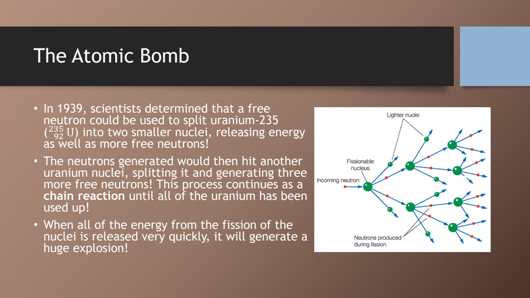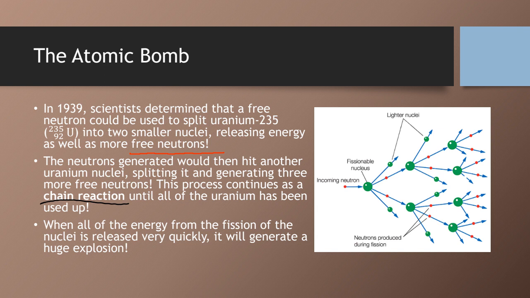So in 1939, scientists figured out a way that they could use that free neutron and split a uranium-235 nuclei into two smaller nuclei. And when it does that, it releases a whole bunch of energy, as well as all of those extra neutrons. The neutrons that got generated would then go and hit another nucleus, generating more neutrons, and so on. And this process continues as what's called a chain reaction until you use up all of that uranium.